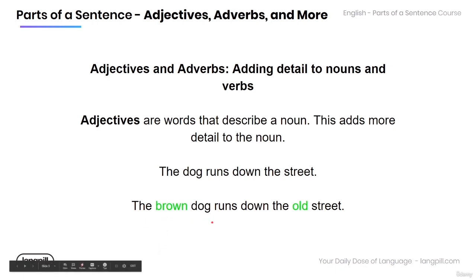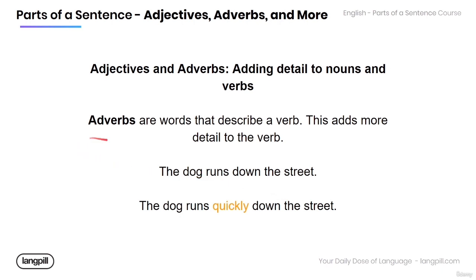The brown dog runs down the old street, right? You see how this is a little better? Now I can picture it in my head. Oh, it's a brown dog. It's running down this old street. Okay, so this is how you become a better writer or even a better speaker. Okay? You can help paint pictures in the head of the person you're talking to.